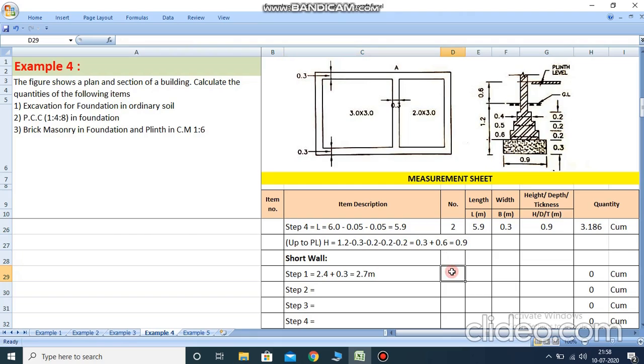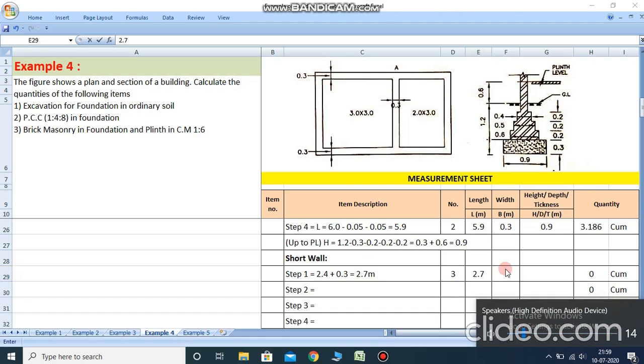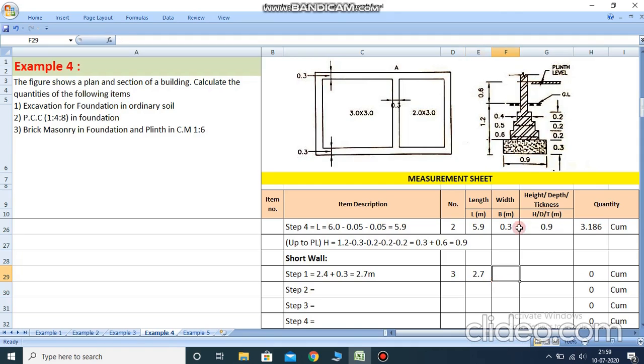Now in numbers we write the total number of short walls: 1, 2 and 3. So we put the number as 3. The total length we calculated is 2.7 meter, so write here 2.7, and the width is already given in the figure. The first wall width is 0.6 meter, so write here 0.6. Then the thickness given is 0.2. The calculation in cubic meter we find from multiplying length by width by thickness.